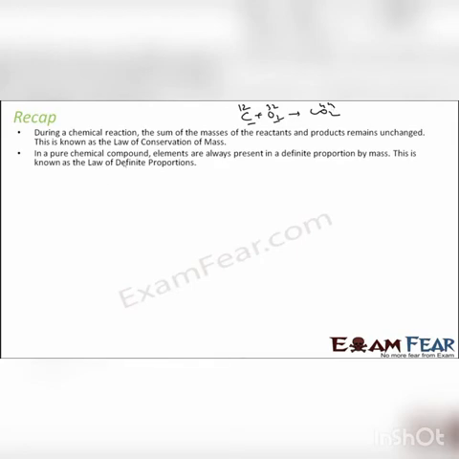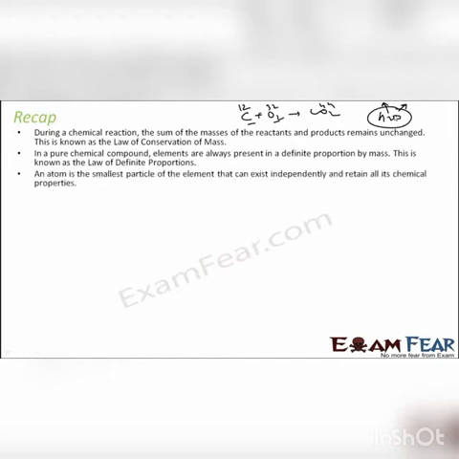The second thing we studied is that in a pure chemical compound, elements are always in a definite proportion. For example, you take water from any source, from a well, ocean, river, doesn't matter. You'll always have 2 atoms of hydrogen and 1 atom of oxygen combined to form water. This is called law of definite proportion.